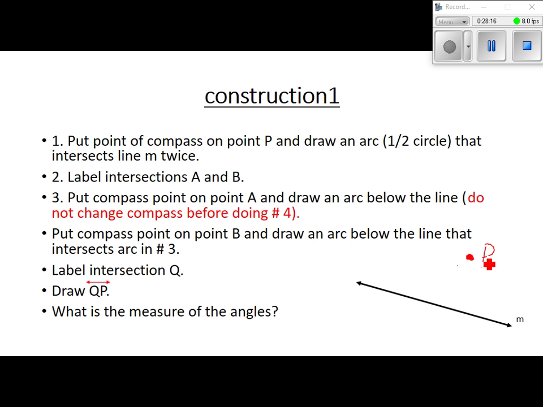Compass. Looks alright. Hit the line twice. Read what the next one says.